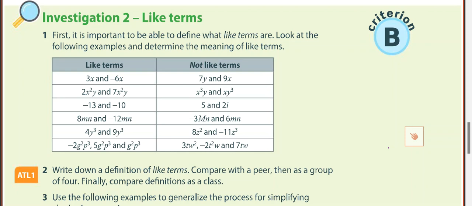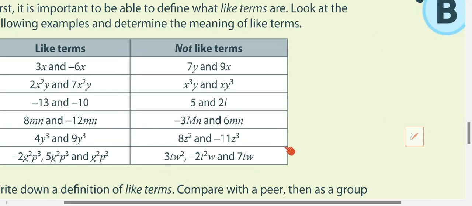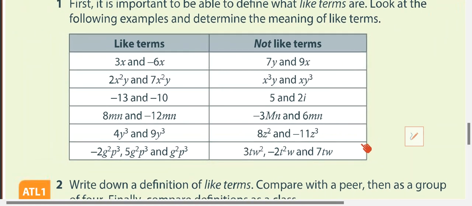Okay. So have you figured out what the difference between like terms is? Could you define what a like term is? What do you think, Margaret? So for 3x and negative 6x, they're two different terms and they have the same variable, which is x. And the other one, they have the same amount, they just have different variables, so they're not alike.